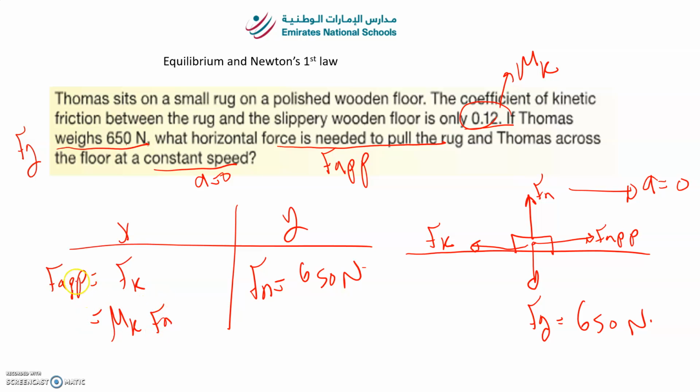Then substitute. The applied force, I don't know, so I need to find it. Mu k is 0.12, Fn is 650, and if you calculate this, you should get 78 newtons. That's it. I'll continue with you, inshallah, in the second video for Newton's second law.